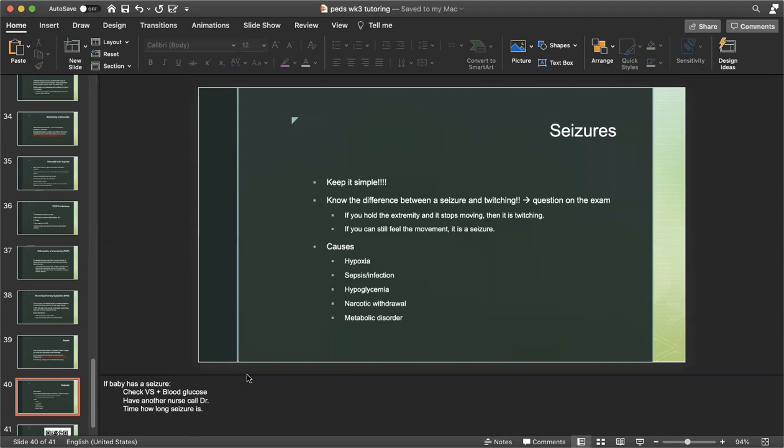At the bottom, I put that if the baby has a seizure, you want to check their vital signs and the blood glucose. Have another nurse call the doctor so you can monitor the baby, because you don't want to leave a baby with a seizure, as you could have complications. You also want to time how long the seizure is. And if they're having multiple seizures, you need to time how long they are and how many they're having.